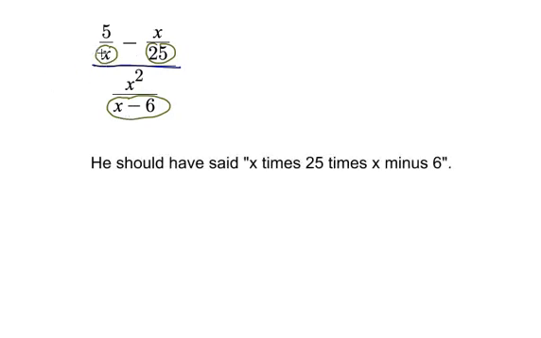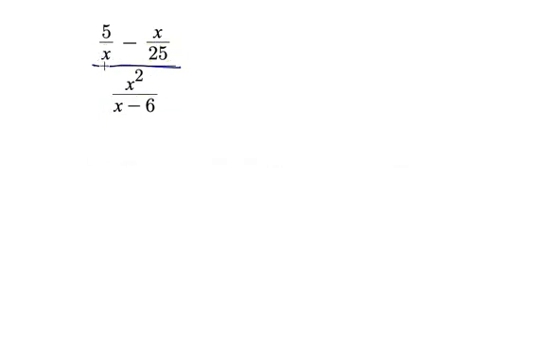So I'm going to multiply by a special version of the number 1 that will cancel out all three of these denominators. So I'm going to multiply the numerator of this greater fraction by 25 times x minus 6.